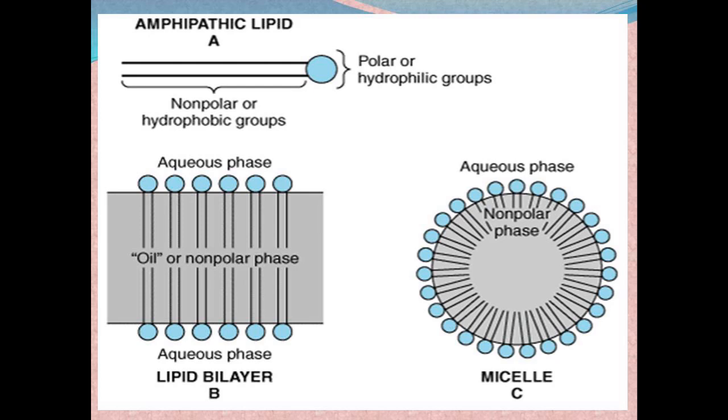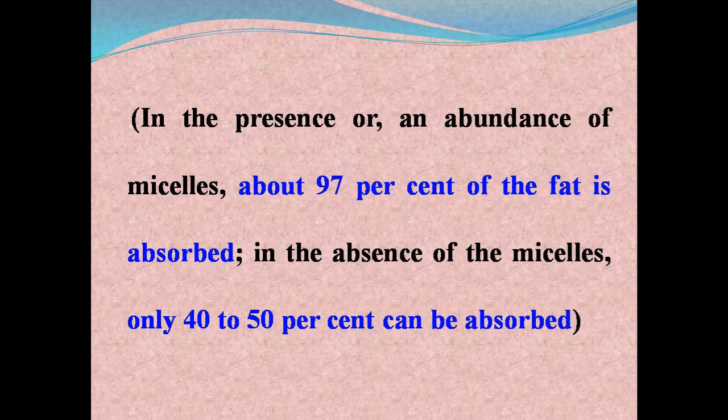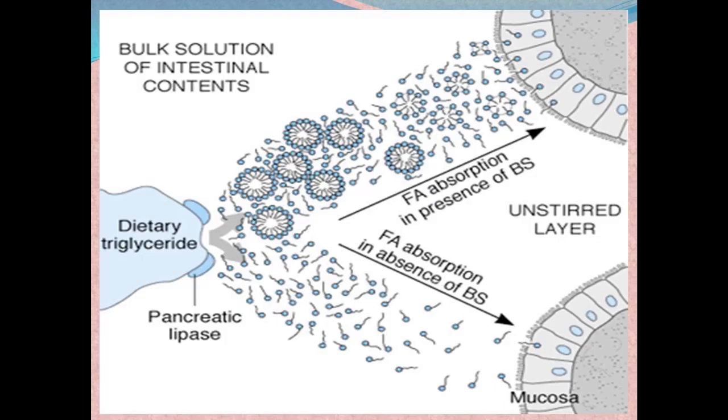These water insoluble digestive end products of fat enter into micelle. Micelle carries or transports them through the watery intestinal medium to the enterocyte. After coming into the enterocyte, these water insoluble digestive end products of fat spontaneously diffuse out into the enterocyte, and micelle again returns back to the intestinal lumen until all the digestive end products of fat become transported. In the presence or an abundance of micelle, about 97% of the fat is absorbed. In the absence of the micelle, only 40 to 50% can be absorbed.